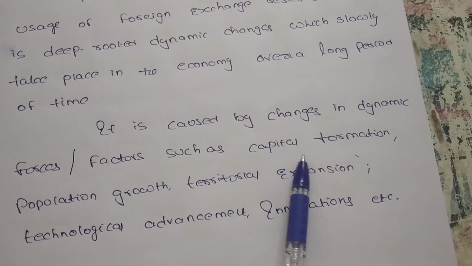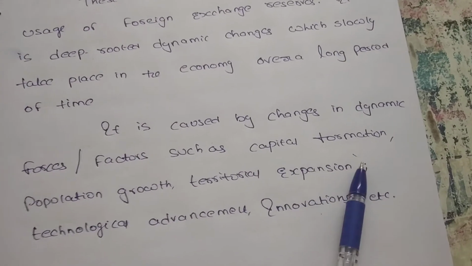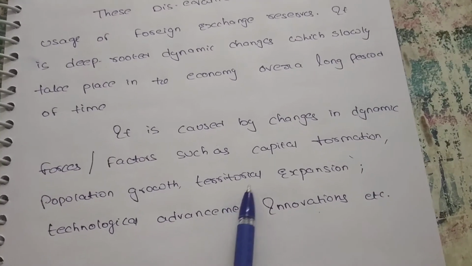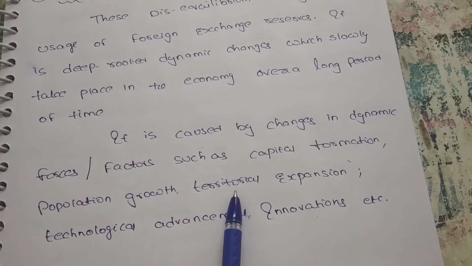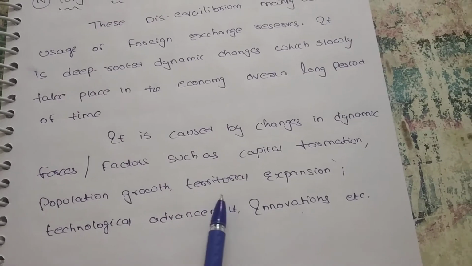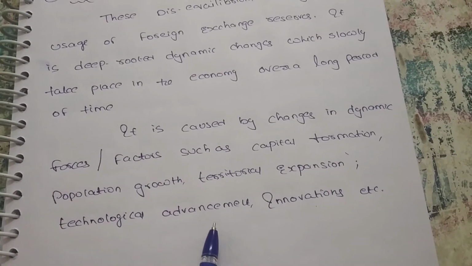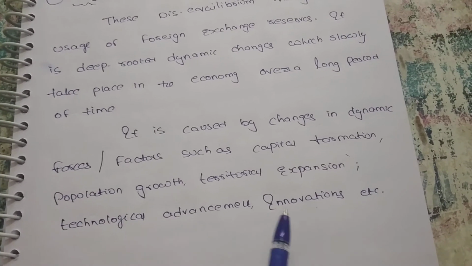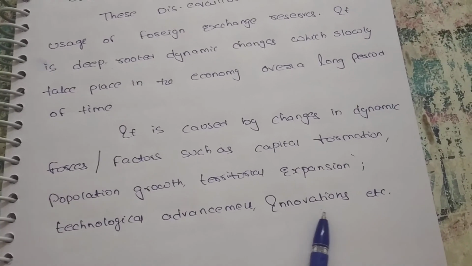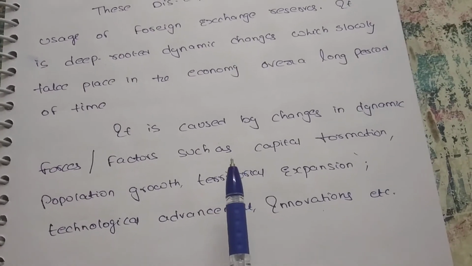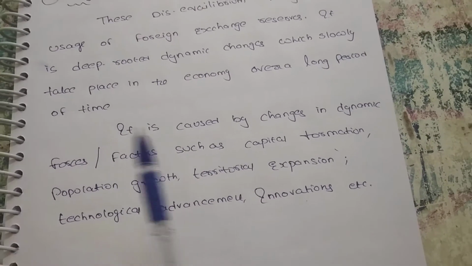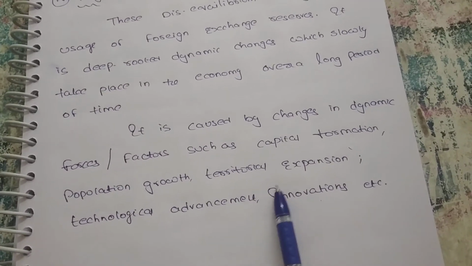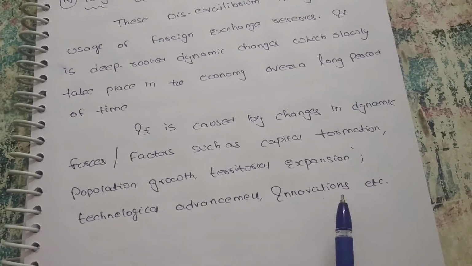Such as capital formation, where we have to contribute capital; population growth, where there is an increase in population; territorial expansion, where we have to expand our land or purchase lands; and technological advancement, where we have to innovate or import technology, or do innovations, meaning research on a particular thing. These all come under dynamic forces. What are the dynamic forces? Capital formation, population growth, territorial expansion, technological advancement, innovations.